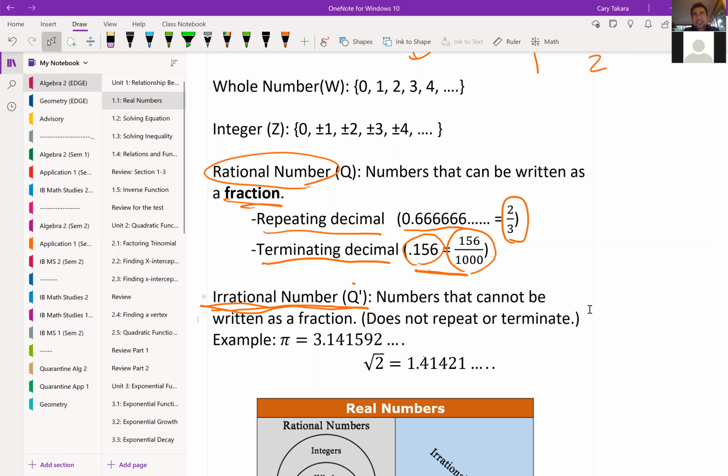Can you think of such a number? The number that goes on and on forever. It doesn't terminate. It doesn't repeat. And one good example, Gentry, nice job, is pi, right? 3.141592. It does not have any repeating pattern. It doesn't stop. It goes on and on forever.